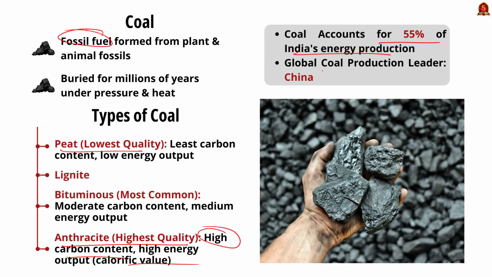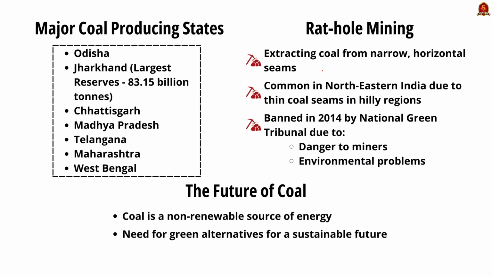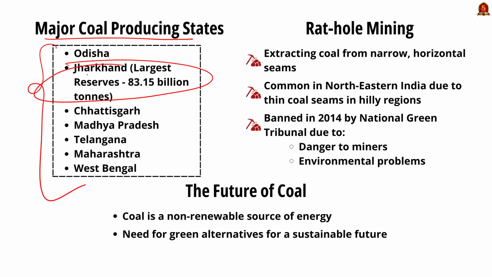Moving forward, we are going to see major locations related to coal production. According to Ministry of Coal, the major coal producing states in India are Odisha, Jharkhand, Chhattisgarh, Madhya Pradesh, Telangana, Maharashtra and West Bengal. Among these states, Jharkhand has the largest coal reserves that accounts for about 83.15 billion tons. In the world, China is the largest coal producer.